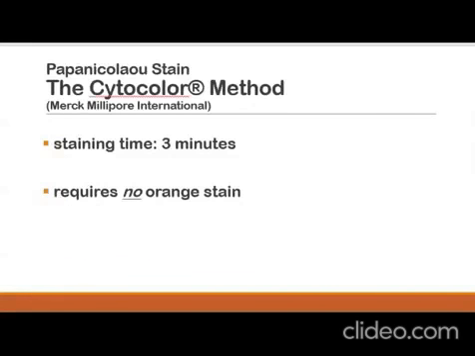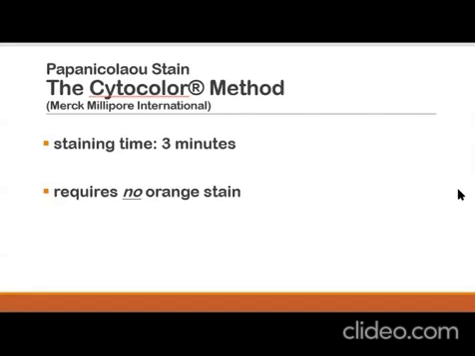Okay? Now, let's proceed with a specific modification for Pap staining. And this is the cytocolor method. So this one is actually a staining kit made by Merck Millipore International. The staining time for this method is only 3 minutes. And it actually requires no orange stain. So in its procedure, it requires no orange stains. Ibig sabihin po, hindi kailangan ng OG6 dito sa method na ito.